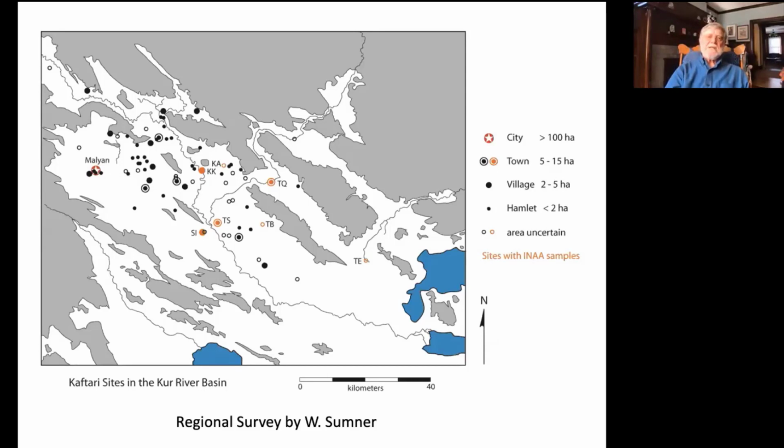However, it's pretty clear that we have a city or a big central place right there. It's not centrally located, but it's the dominant site within the region. There's a series of towns, and they're shown in the little bullseyes. I'm trying to get my arrow back. There, there, there, there, there, and there. And then villages and hamlets. And these little sites with the open circles are sites we don't know how big they might be.